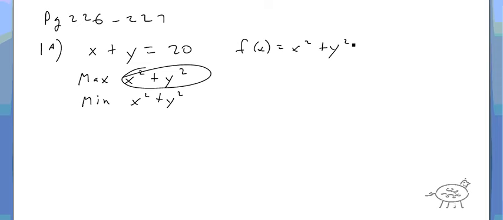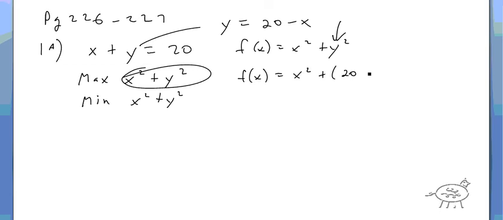And what I want to do is I need it in terms of one variable here, and so I'm going to solve for y, for this guy right here. I get y equals 20 minus x. And then I'm going to substitute that in for y here, because I want it in terms of one variable, then I can take the derivative and do my interval testing and find my maxes and mins. So f of x equals x squared plus (20 minus x) squared.